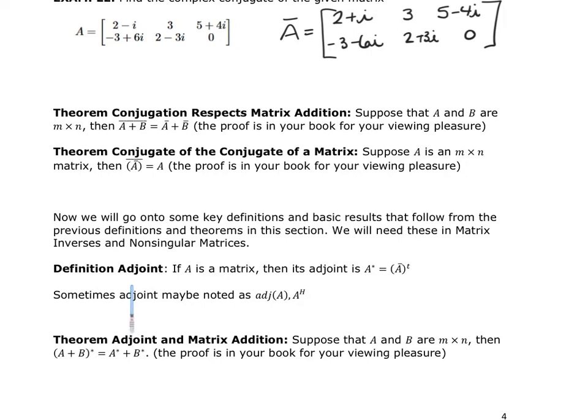The first thing is we're going to define what an adjoint is, not Washington State adjoint. No, it is adjoint, or Colorado, because I live there too.